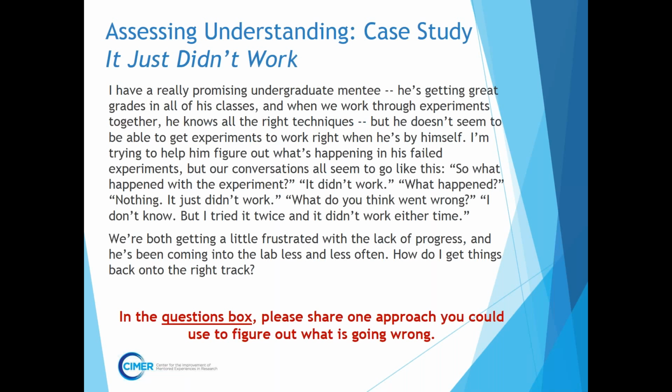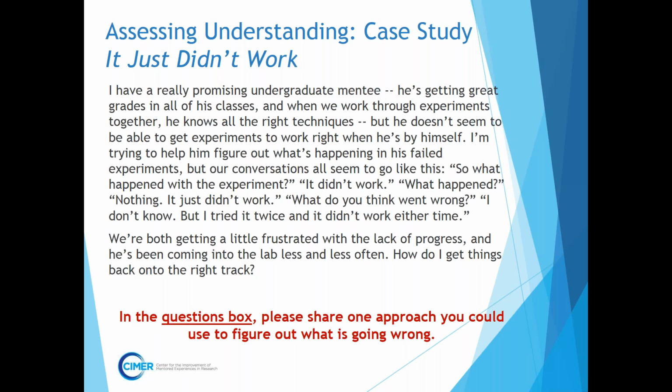So I'd like to start with a case study that's called It Just Didn't Work. I'm going to read the case study here, and you'll be able to read along as well on the screen. And then in the questions box, I'm going to ask you to please share one approach you could use to figure out what's going wrong, as described in this case.